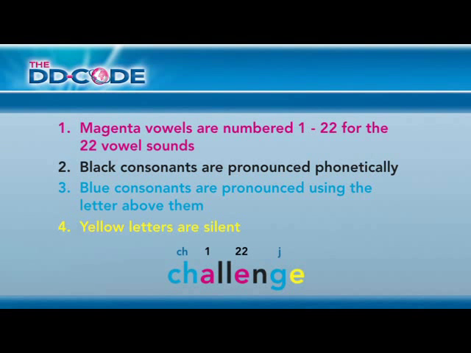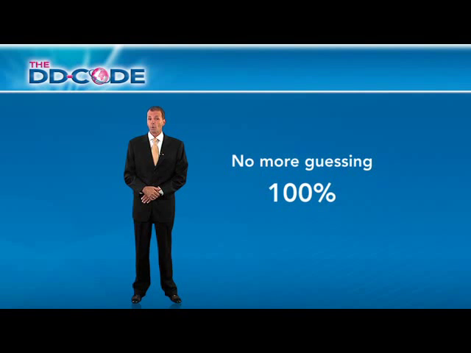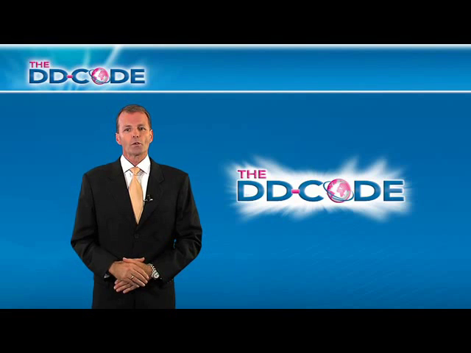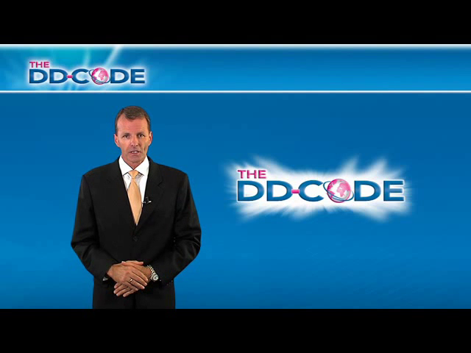So how does the DD code use phonetics? By applying the four simple rules, the DD code provides the key to the 48 sounds in the English language, representing every sound in perfect phonetics every time without exception. No confusing rules and no guessing, the DD code changes any English word into 100% phonetics. No other learning system in the world uses phonetics like the DD code. It is the only 100% effective way to learn how to read and speak English.